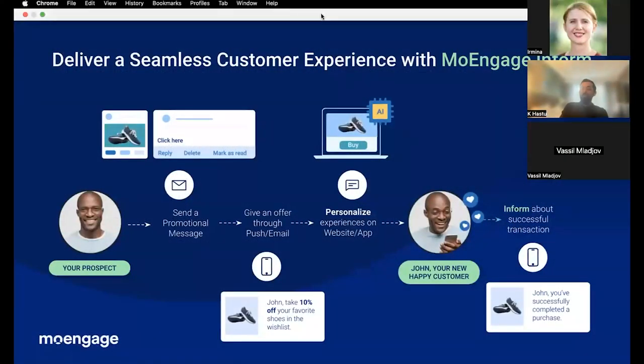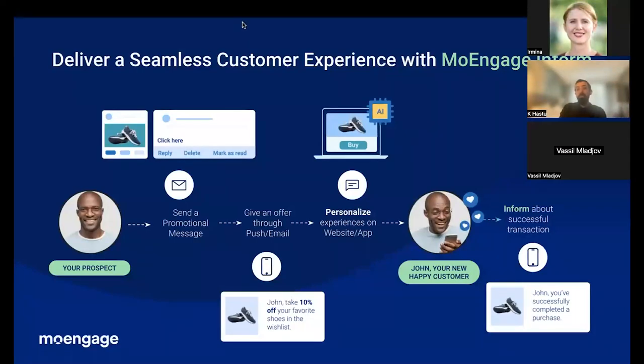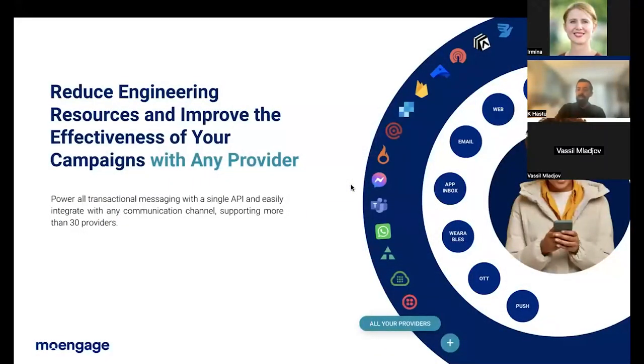So what happens to John and John's experience with your brand now is that they receive these personalized promotional messages and offers and experiences, but now they also have a very personalized transactional communication that's in line with their experience with the rest of your brand, and it doesn't feel like it's somebody else sending them this transactional communication. So you're reaching out and sending these transactional communications at the right time and through the right channel. And of course, for you, it's reduced engineering resources.